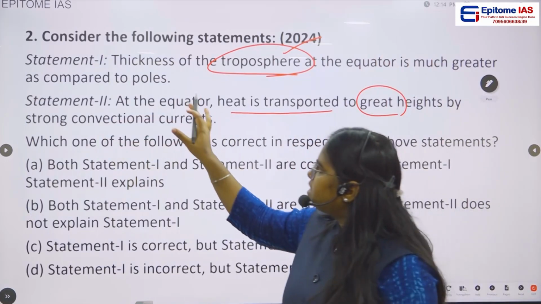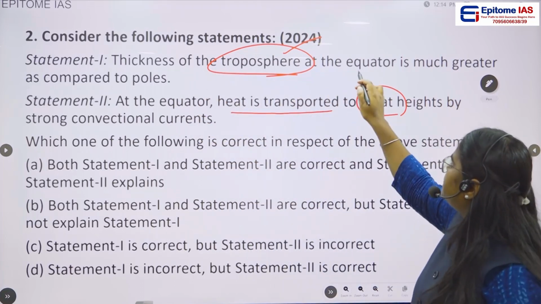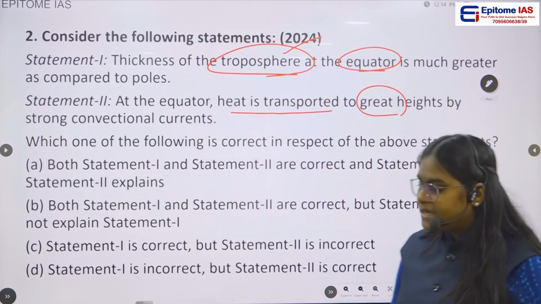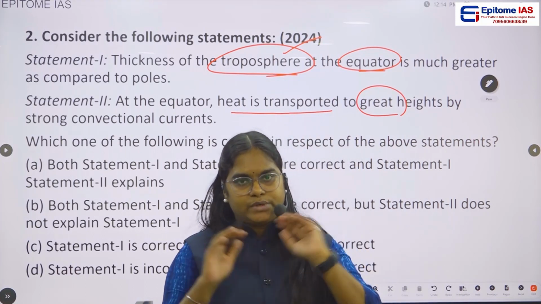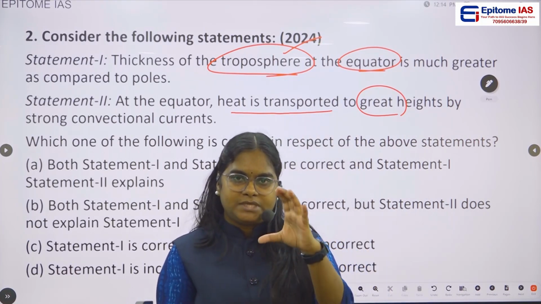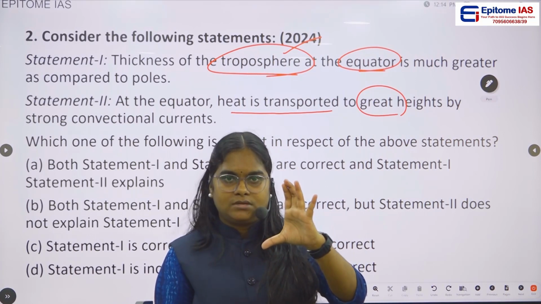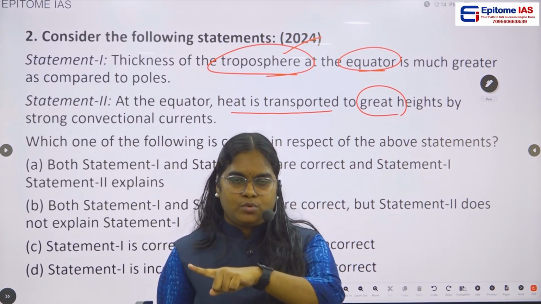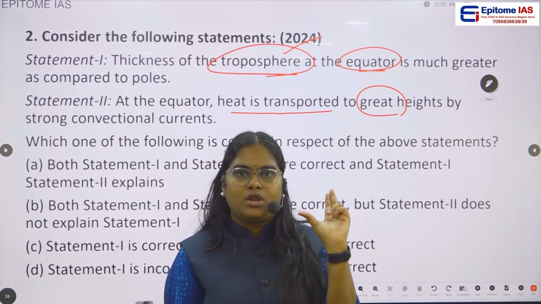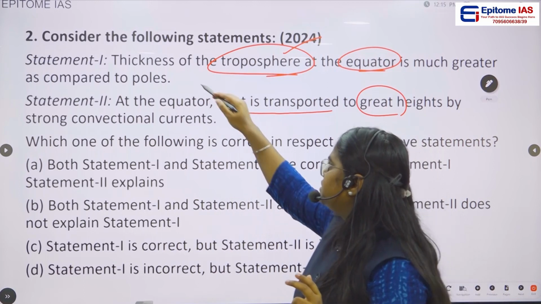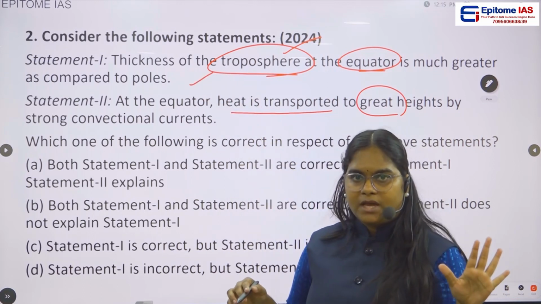So the first statement says that the thickness of the troposphere at the equator is much greater compared to the poles. Is that true? Yes. In the equatorial region, the troposphere is much thicker. But when you compare it with the polar region, the troposphere there is somewhat smaller compared to the equatorial region. So this statement is a correct statement.